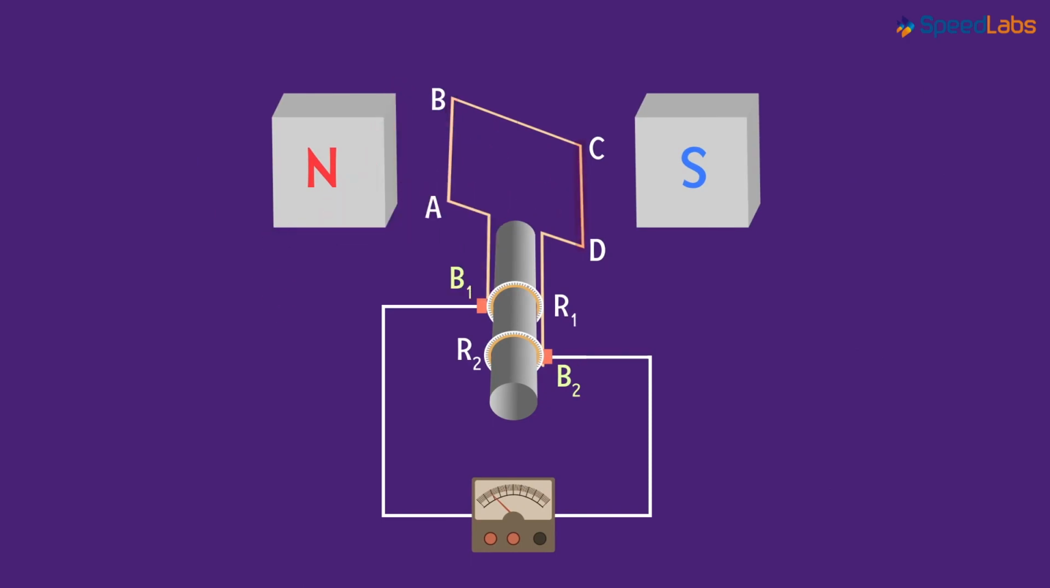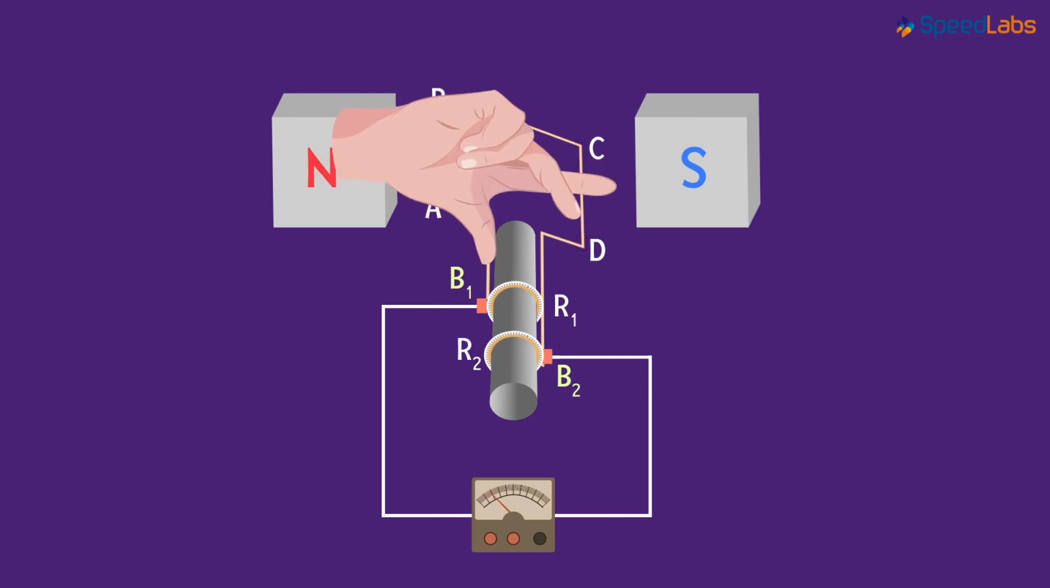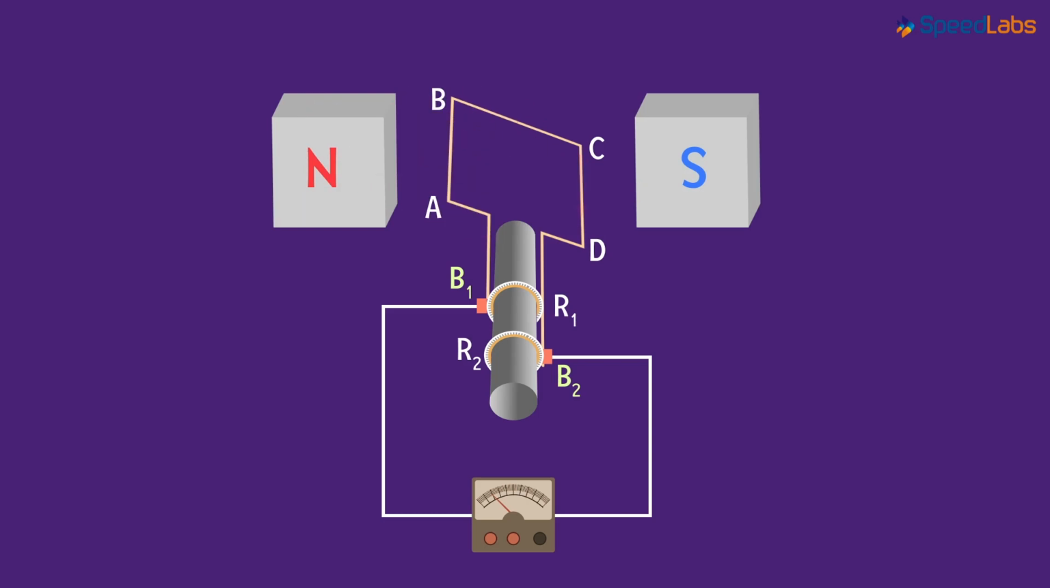And if we apply it to arm CD, we will see that the current will flow from C to D. The induced current will flow in the direction ABCD. What about the direction of current in the external circuit? It will flow from B2 to B1.